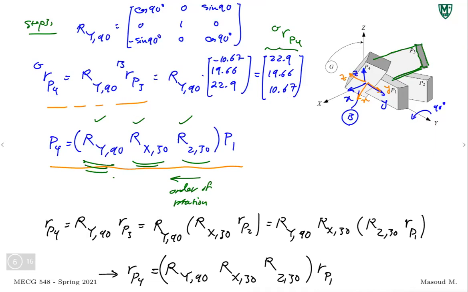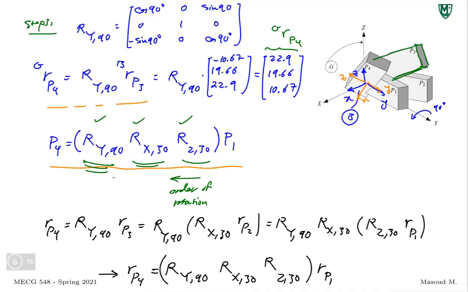So again, if you have multiple rotations, all you need to do is to multiply rotation matrices from the last rotation backward. So the last rotation would be the first rotation matrix, the one before that, the second rotation matrix, the one before that, up until you get to the first rotation. So remember that order. Order is reverse.